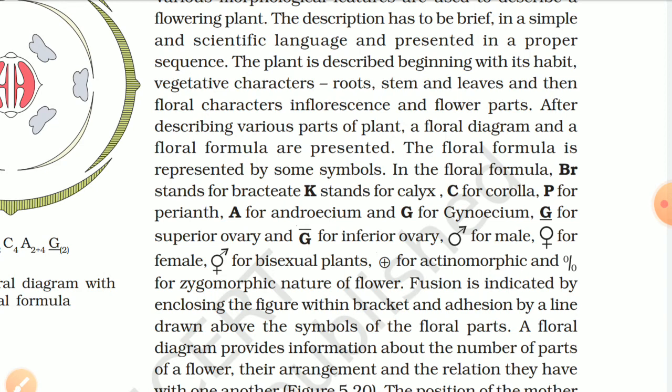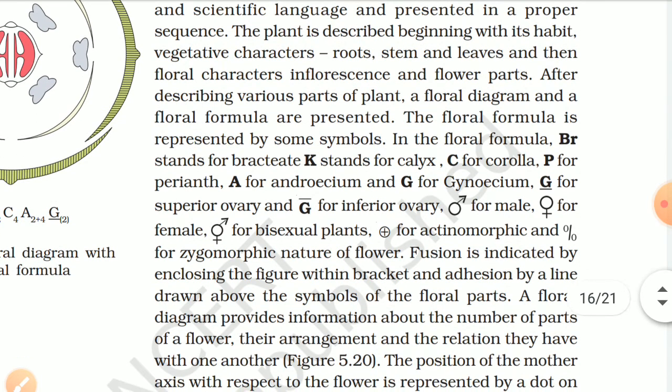The floral formula is represented by some symbols. In the floral formula, Br stands for bracteate, K stands for calyx, C for corolla, P for perianth, A for androecium, G for gynoecium, G with a dash below for superior ovary and G with a dash above for inferior ovary. This symbol is for male and this for female. This for bisexual, this for actinomorphic and this for zygomorphic nature of flower.